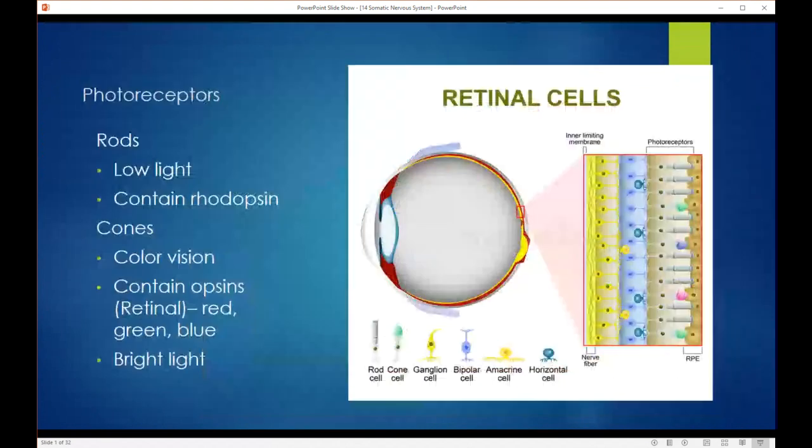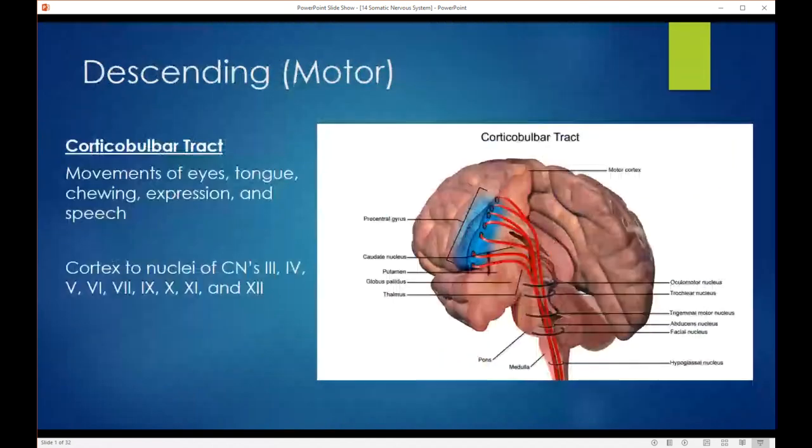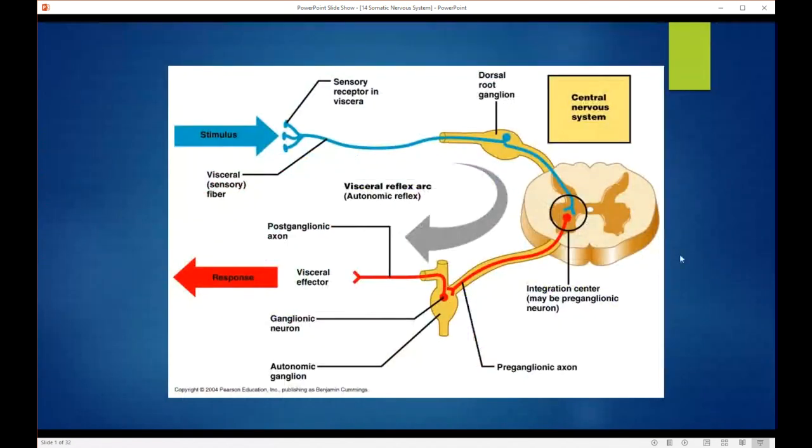Visceral is going to be inside of your body, like you've maybe heard of a visceral reaction or visceral organs, right? And so this is our visceral reflex arc. So we have a stimulus that's going to happen. So we have sensory receptors within our viscera, within our internal organs. Okay? And that's going to be connecting in to a sensory fiber. It's a visceral sensory fiber. It's an afferent pathway because it's arriving to our central nervous system.